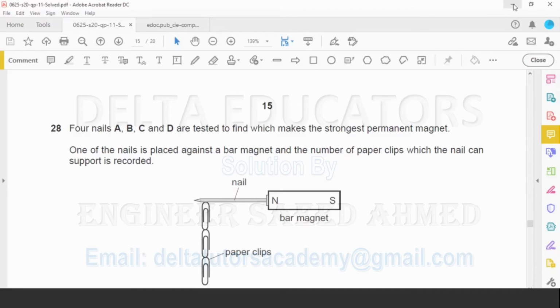Question number 28. Four nails A, B, C and D are tested to find which makes the strongest permanent magnet. One of the nails is placed against a bar magnet and the number of paper clips which the nail can support is recorded. Here we have a bar magnet and this nail is placed near this bar magnet. Since the nail is a magnetic material, it will be attached to the bar magnet, and some of the paper clips are attached to this nail.